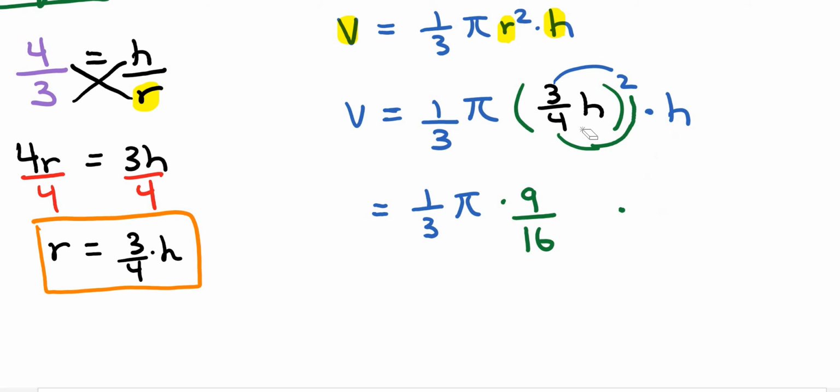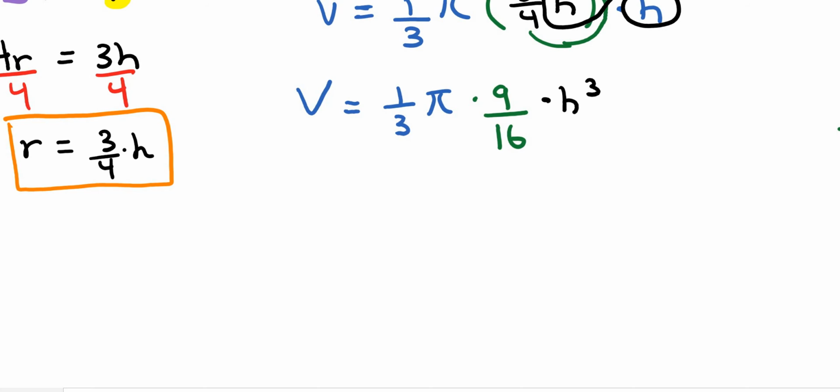So I'm going to erase all that and just write h to the power of 3. Hopefully that's okay, because all I'm really doing is taking this h squared and multiplying it with that h, which gives me h to the power 3. And now this is going to equal my volume.